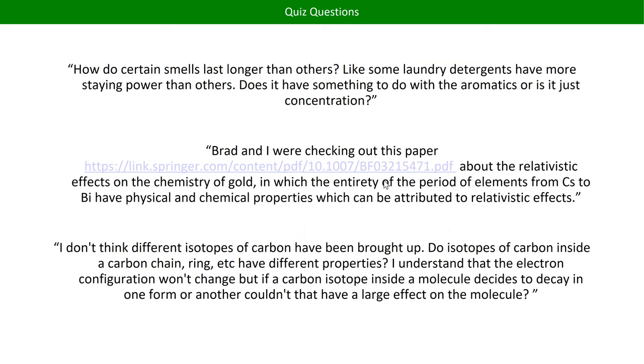So isotopes do play a role, and radioactivity does play a role in that it can change the number of protons you have, which changes the charge of the molecule. But we think about it mostly in the context of carbon 13 being the most useful isotope to consider when it comes to OCHEM.